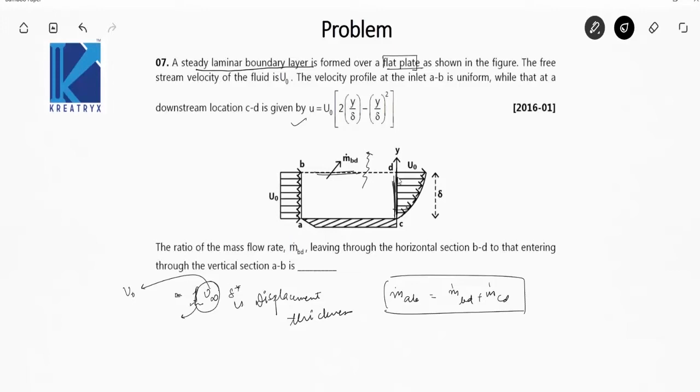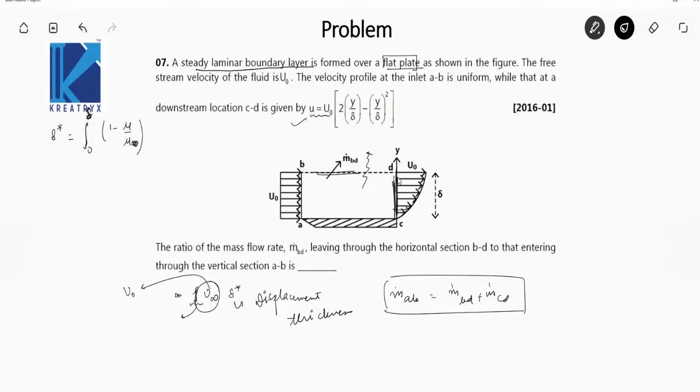So if we find this delta star, we can find the mass that is exiting through section BD. One more thing: the definition of displacement thickness itself states that it is the vertical distance by which a solid boundary must be shifted to compensate for the loss in m dot, the mass flow rate, due to the boundary layer region. So let's find delta star. The relation is the integration from 0 to delta, where delta is the boundary layer thickness and delta star is the displacement thickness, of 1 minus u by u infinity. Here u infinity is u naught.